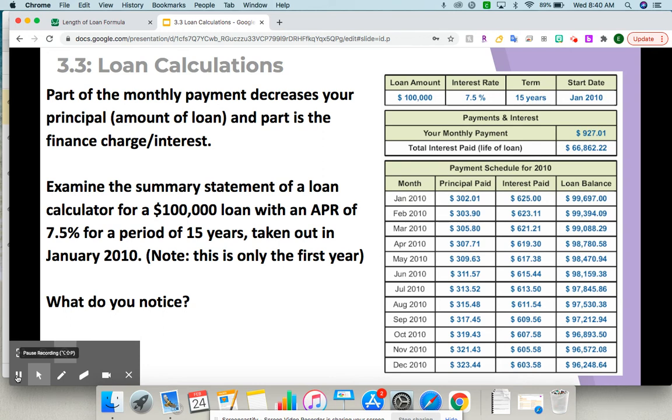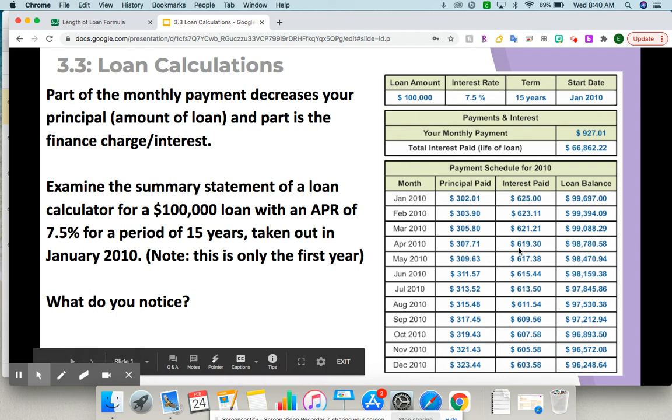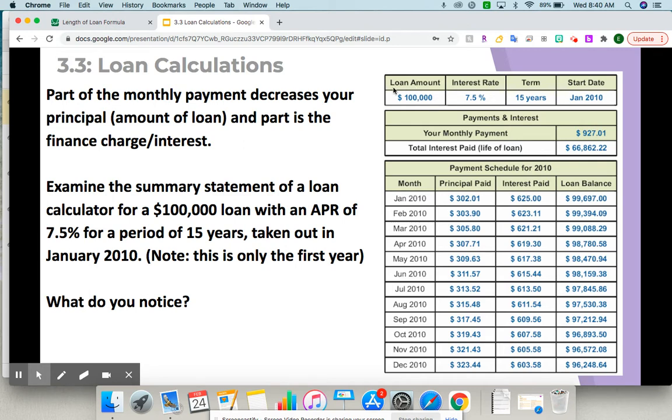Part 3 of Chapter 3 takes another look at loan calculations. Part of your monthly payment decreases your principal, or your original amount of your loan, and the other part goes towards the finance charge. In this summary statement, we have what's called an amortization schedule, also called a payment schedule, for a loan that was worth $100,000 with an interest rate of 7.5% over the course of 15 years. So, using that monthly payment calculator, we could determine that $927 is the monthly payment.